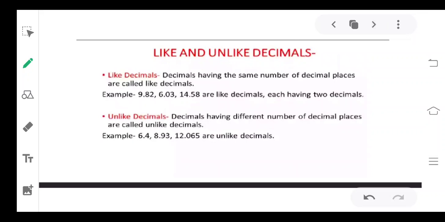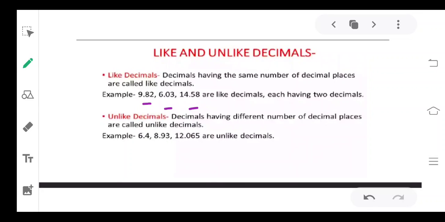Now, like and unlike decimals. Decimals having the same number of decimal places are called like decimals. For example, 9.82, 6.03, 15.58. So you can see that 9.82, 6.03 and 15.58 are like decimals, each having 2 decimal places.